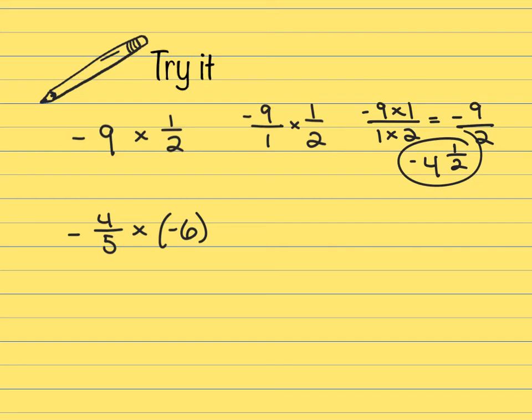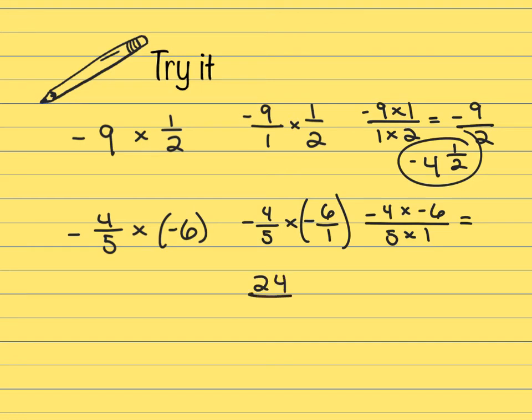-4/5 times -6. Let's write the problem so that our whole number is a fraction, -6/1 first. Now we're going to multiply our numerators. Next, we multiply our denominators. -4 times -6 equals +24. And 5 times 1 equals 5.